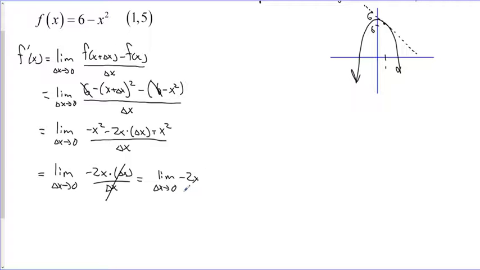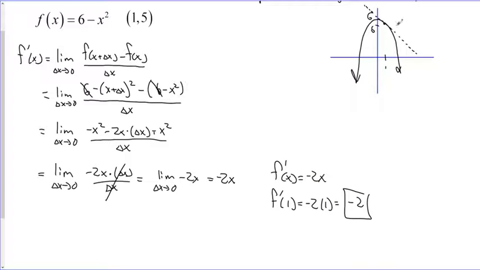Now when I let delta x go to 0, notice there are no delta x's in here. There are x's, but there are no delta x's. So when delta x goes to 0, it doesn't affect the function. It's just negative 2x. So this is our f prime of x, equal to negative 2x. And they want us to figure out what the slope of that tangent line is. Well, all we need to do is plug in 1: negative 2 times 1, which is negative 2. And even though I didn't draw it quite there, at least it seems reasonable.